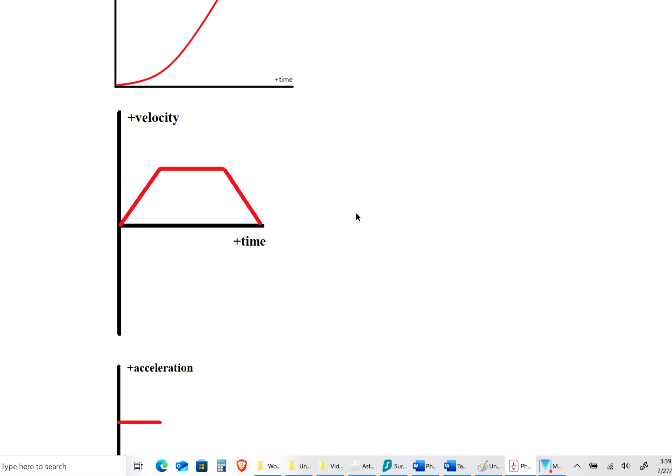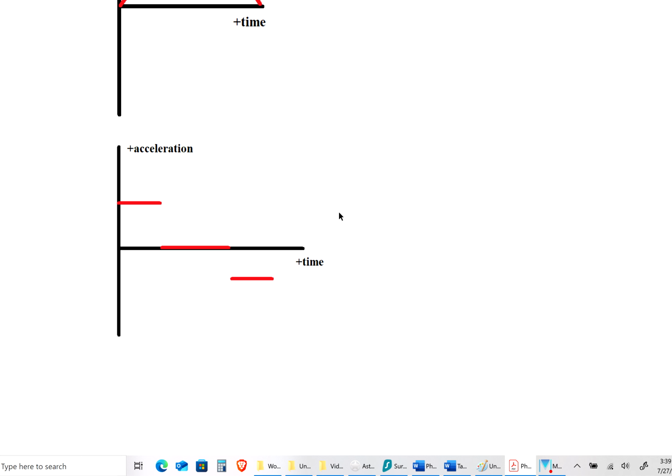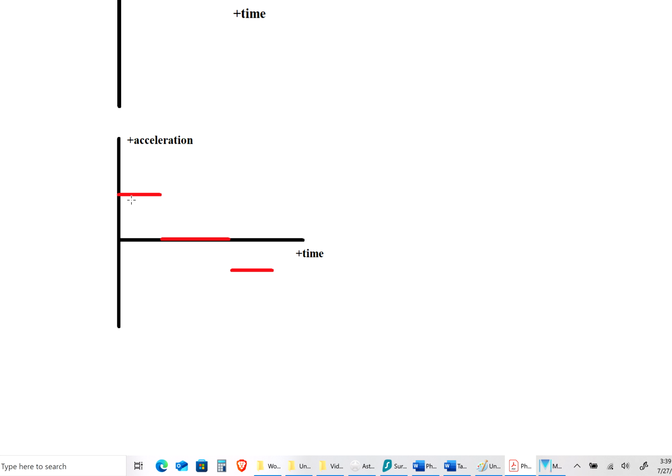Velocity versus time graph looks like this. Speed up, same speed, slow down and stop. Acceleration versus time graph looks like this. Acceleration is positive, speed up. Acceleration is 0, same speed. Acceleration is negative, slow down and stop.